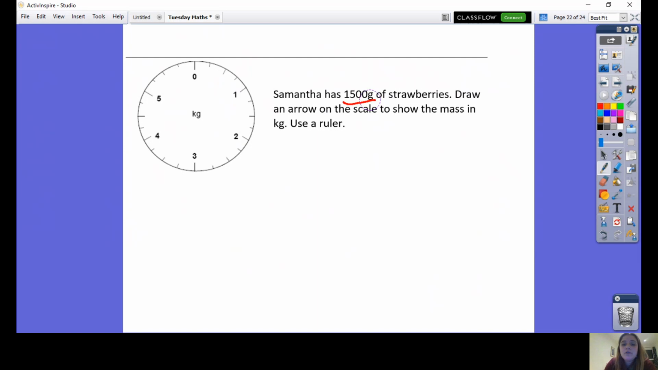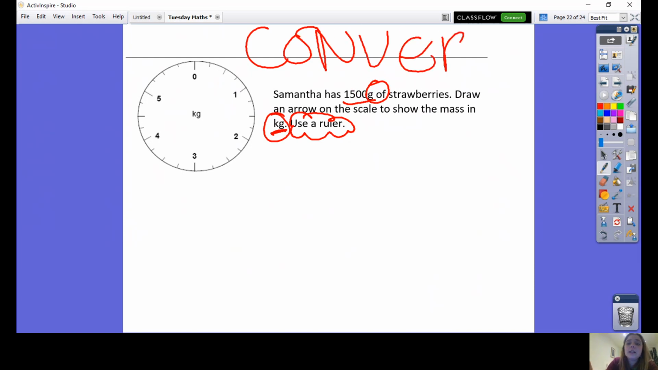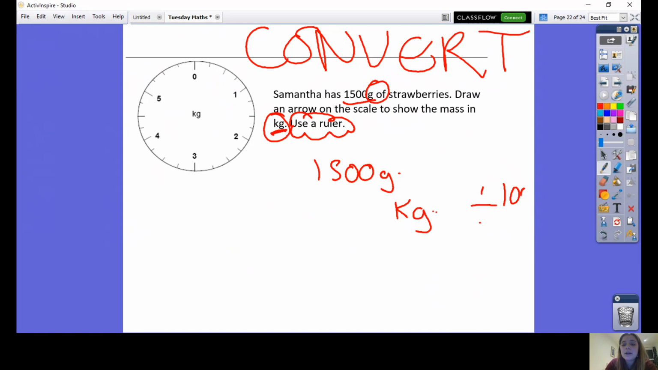Samantha has 1,500 grams of strawberries. Draw an arrow on the scale to show the mass in kilograms. Use a ruler. Okay, I've seen two different units of measure and straight away I'm thinking, I know what I need to do here. I need to convert. Whenever you see different units of measure, whether they're fractions, grams, kilograms, decimals or percentages, you know you need to convert first. So I need 1,500 grams in kilograms. I'm going from the small to the big one. Kilograms are bigger, so I need to divide. There are 1,000 grams in a kilogram, so I'm dividing by 1,000.